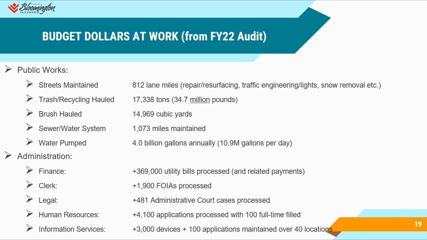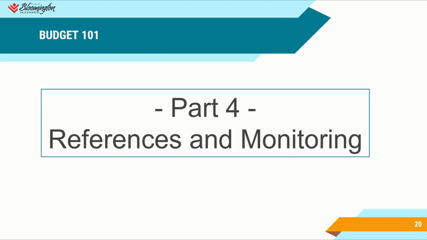The Finance Department processes nearly 370,000 utility bills a year. The City Clerk Department processes 1,900 FOIA requests. Legal has nearly 500 administrative court cases. Human Resources processes 4,100 applications annually. And Information Technology maintains 3,000 devices plus 100 applications over 40 different locations.